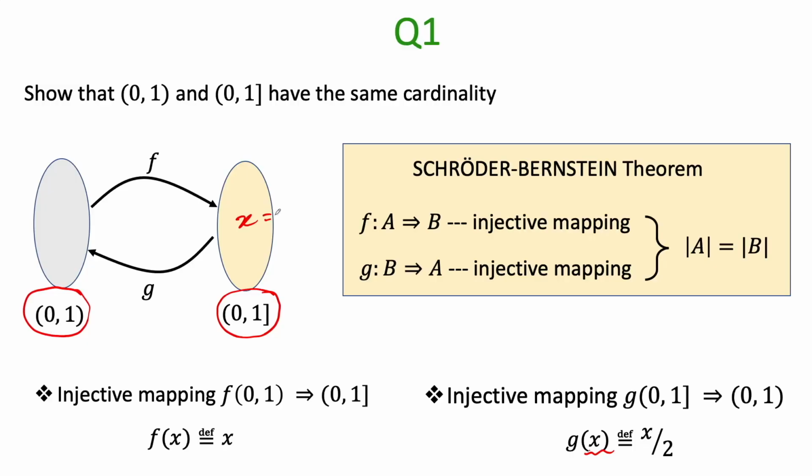But if your x is equal to 1, then the image of 1 will be 0.5, which is well within the allowed limit here. And it's again easy to verify that your mapping G is an injective mapping. So since we have shown here two injective mappings, we can conclude that the cardinalities of these two sets are the same.